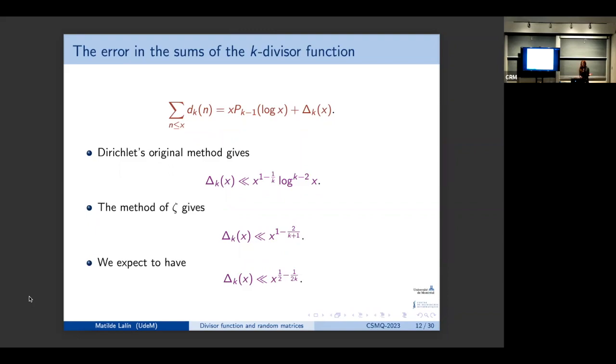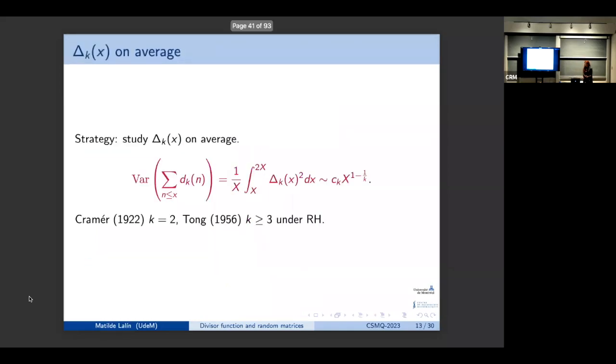So what can we do to study this? We can apply the same mentality that started the whole discussion. When we wanted to understand d of n, we took the average. And here we can also take an average of the error term and see what we can say. The problem with the error term is that we don't know the sign. It could be positive or negative. So if we just take an average, it will not answer the question. So we take an average, either of the value or of the square. And that gives the variance.